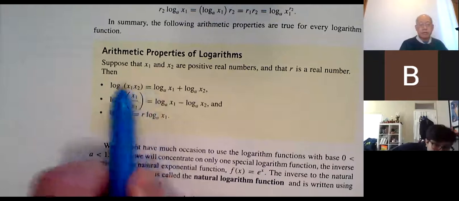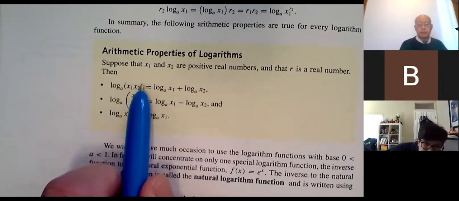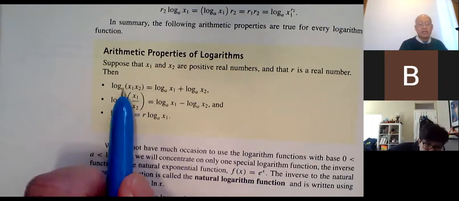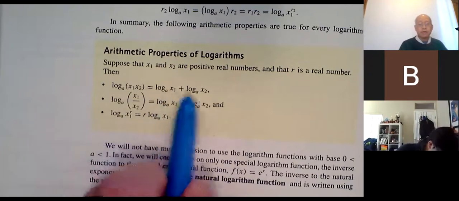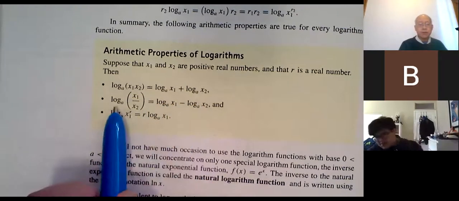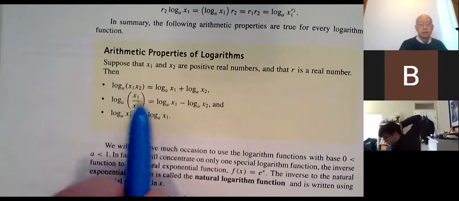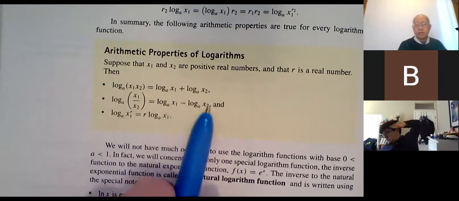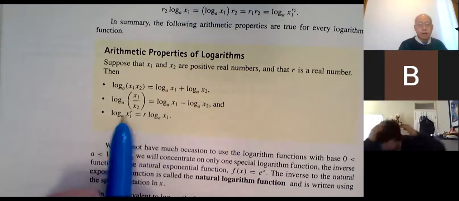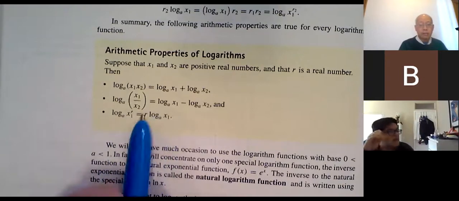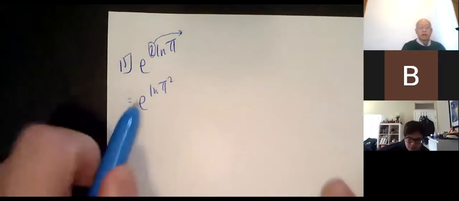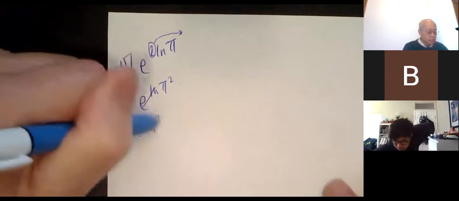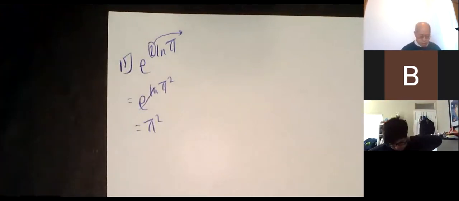Okay, these equations work in both directions. Quick review: log of x1 x2 is log of the first plus log of the second, log x1 over x2 is log of the numerator minus the log of the denominator. And log of x to the r can come down in front, but it means you can also climb back up. So that's what I'm doing here. The 2 climbs back up. And now the e and the ln can cancel out. So it's just pi squared as my answer.